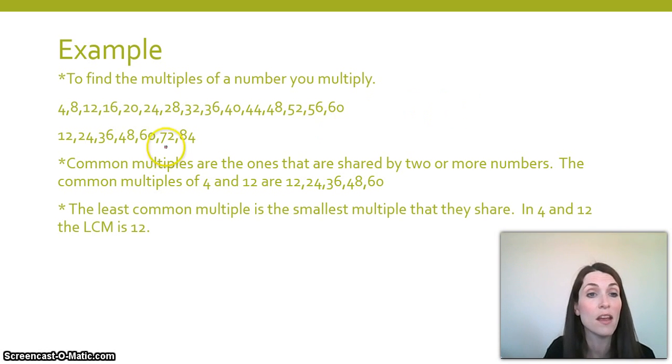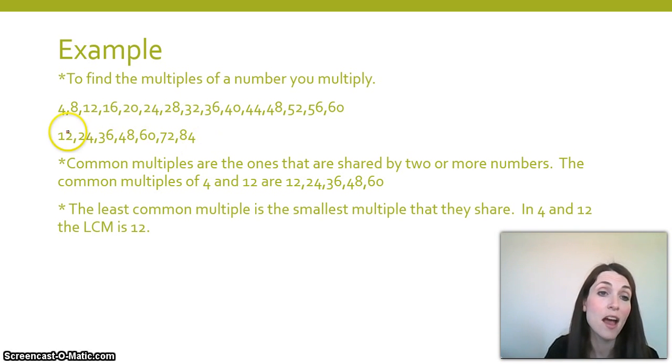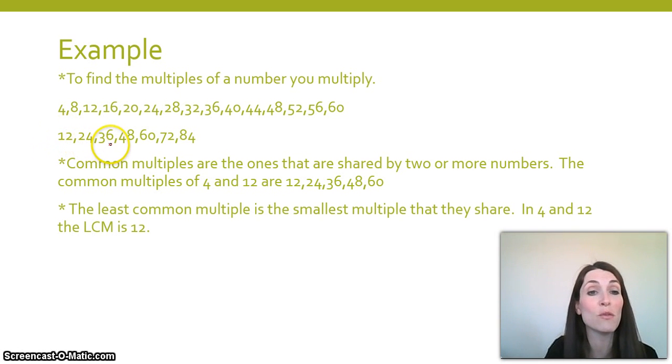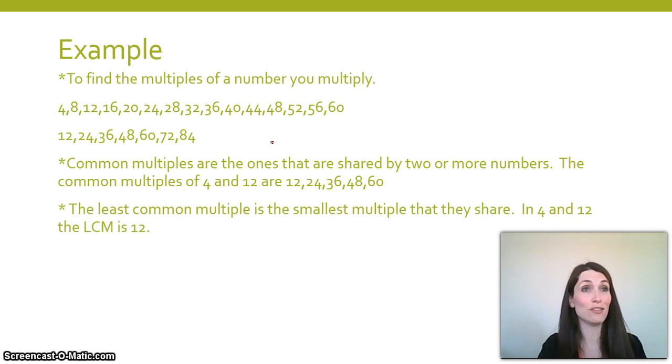Below that is a list of the multiples of 12, and we stopped at 84, but again, it could continue going on as long as we wanted to multiply. But this is 12 times 1 is 12, 12 times 2 is 24, and on and on. So this is how you find multiples. You find them by multiplying your multiplication facts of a certain number, or even by skip counting is another way you can think about that.